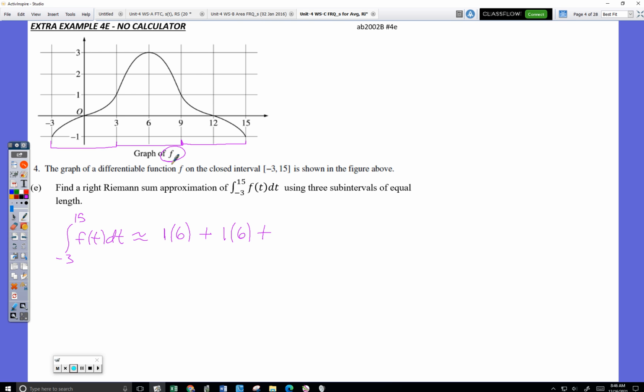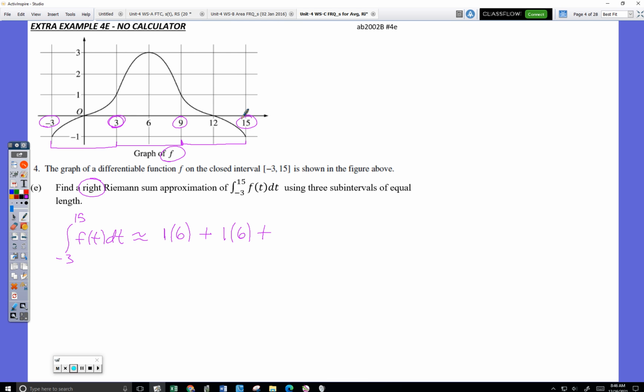There's no units. So I got to do 3 subintervals. Are you okay with that? Awesome. I got to go to the right side of each subinterval. So, Gabby, tell me the value of t that is on the right side of each subinterval. You're good. So my subintervals begin at time equal -3. Then it goes to time equal 3. Then they go from 3 to 9, and then from 9 to 15. Those are the 3 subintervals. Does that make sense? Yeah.